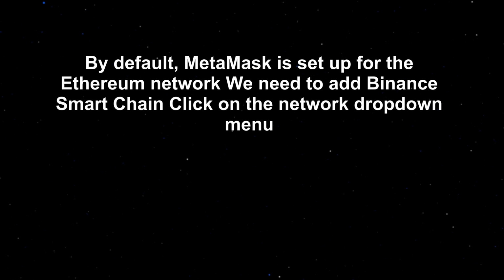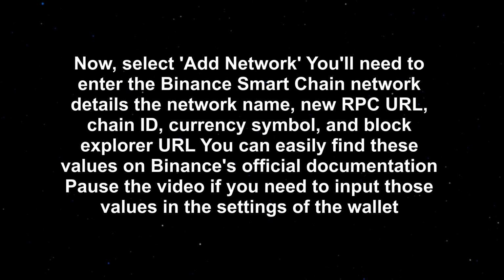By default, MetaMask is set up for the Ethereum network. We need to add Binance Smart Chain. Click on the network drop-down menu. Now, select Add Network. You'll need to enter the Binance Smart Chain network details: the network name, new RPC URL, chain ID, currency symbol, and block explorer URL. You can easily find these values on Binance's official documentation. Pause the video if you need to input those values in the settings of the wallet.